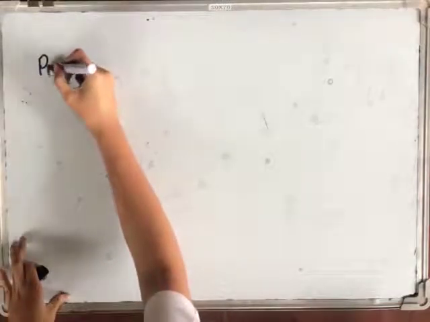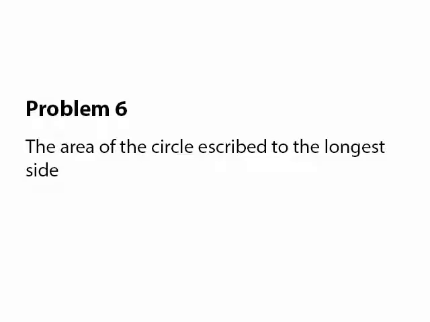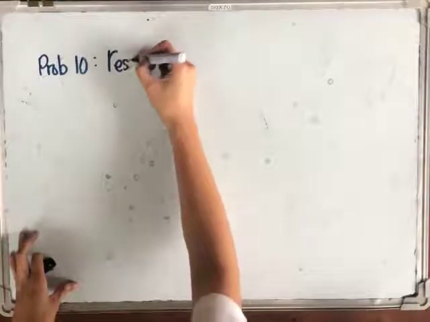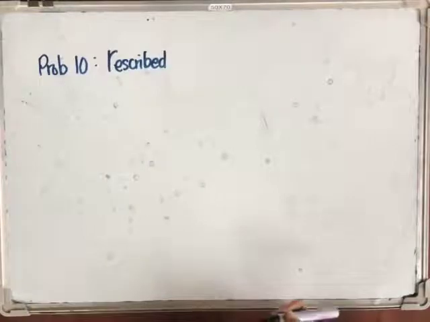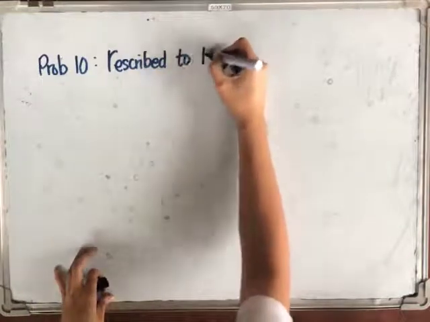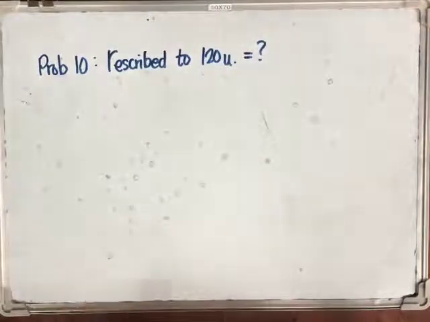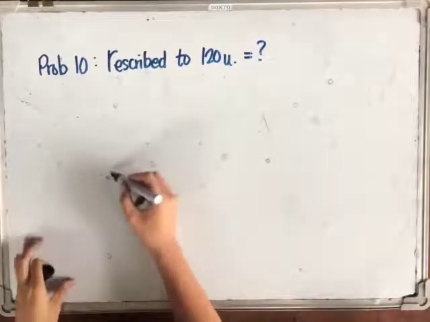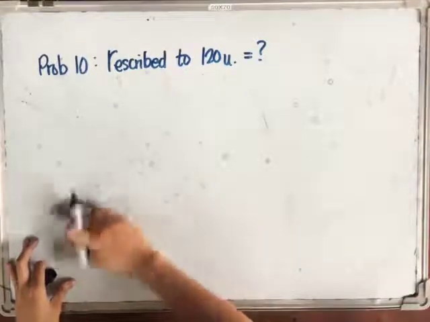Problem 10 naman natin talks about the radius of the escribed circle to the longest side. Escribed to 120 units. That's our longest side, and that's what we are looking for. So, ang circumscribe at inscribe, familiar sa atin yun kanina, di ba? Kasi nadro-drawing natin yun. Ano naman ang magiging itsura ng ating escribed circle?